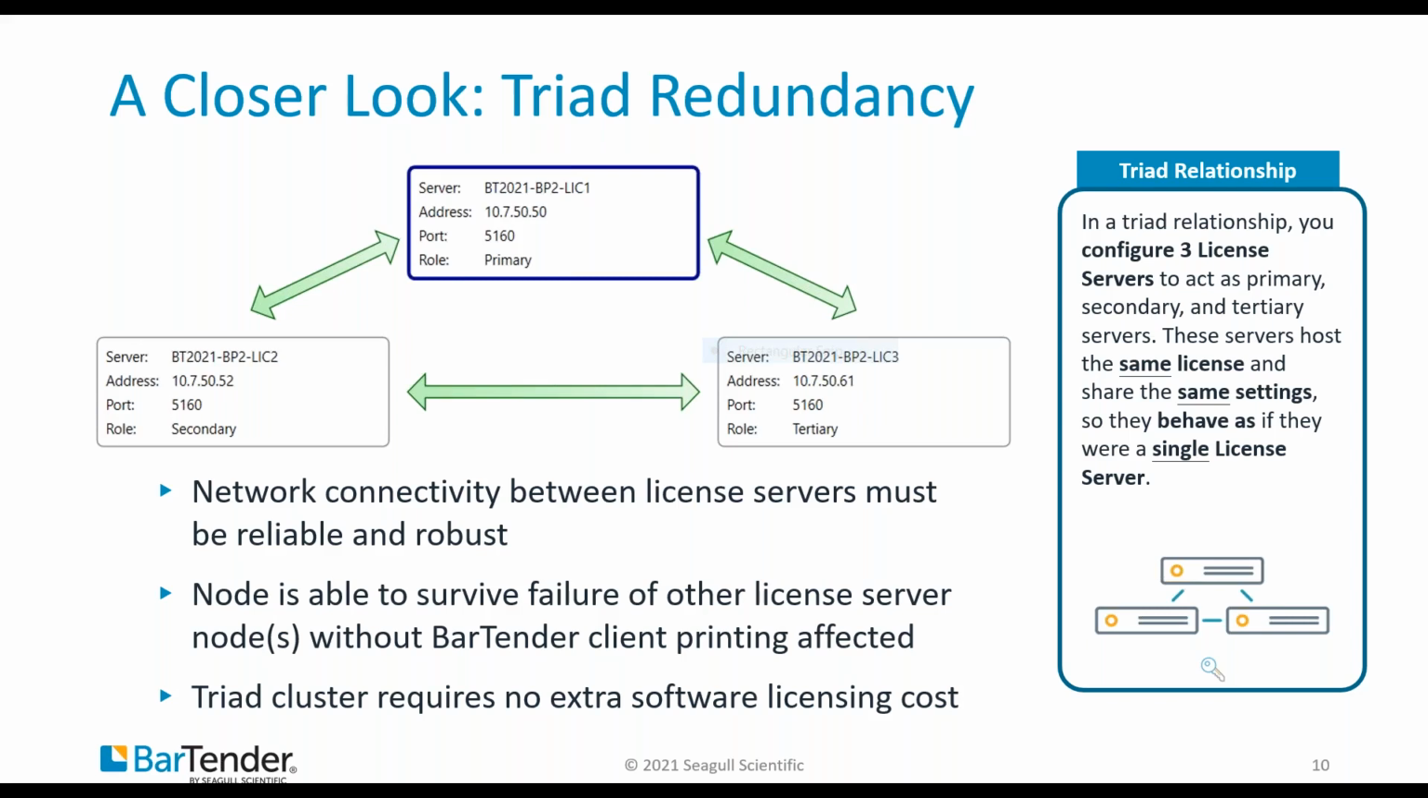A license server Triad is able to survive a loss of one of its nodes without printer licensing to the BarTender clients being affected. So failover is automatic and transparent to the BarTender client user who's initiating the print request.